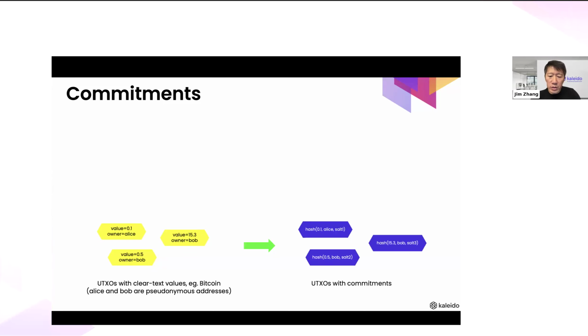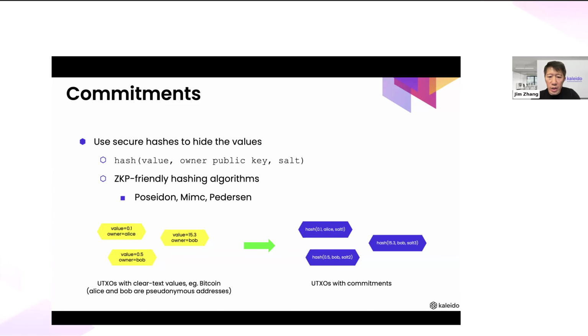So now if we want to build privacy, then we just want to hide it. And a very useful way to hide the value is to use hashes. So now we're going to use the value, the ownership public key, plus a unique salt for each UTXO, and then take a hash of it. And this will be our UTXO on-chain instead of the clear values.